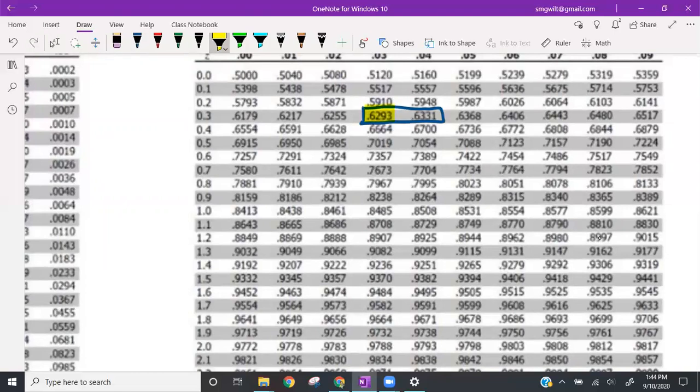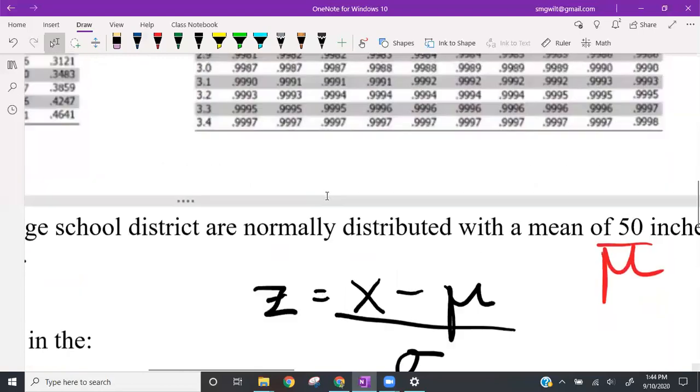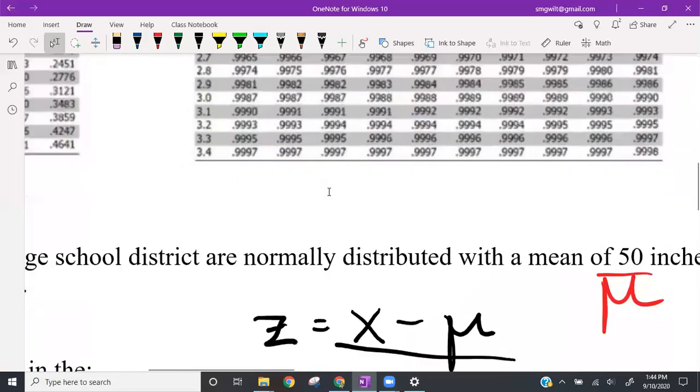So 0.6293, 62.93% is 0.7 hundredths away, versus 63.31 is 31 hundredths away. So that's going to be the closest. If I look at my z-score, that means it's 0.33. So we're going to use 0.33 as our z-score.